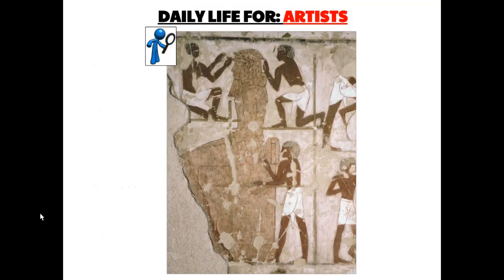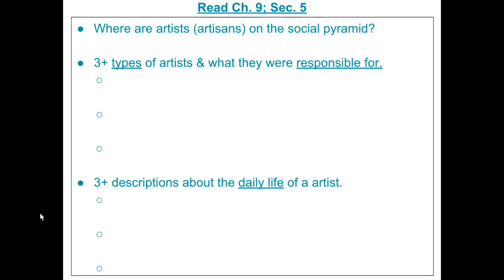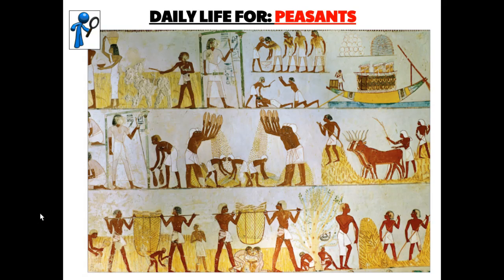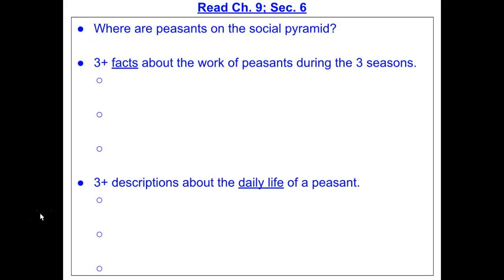Next set is artists. These are your artisans, your traders, your merchants. Read chapter 9, section 5 to answer questions about artists. And last but not least, the peasants, the bottom of the social class. Like I said, we've seen this before in other civilizations. For the peasant questions, read chapter 9, section 6.